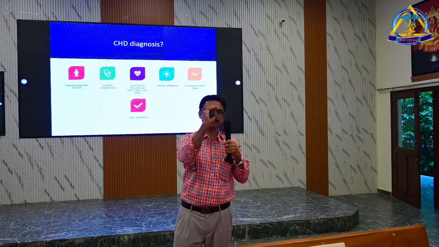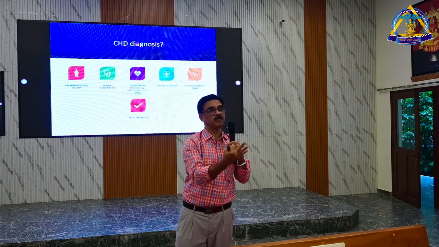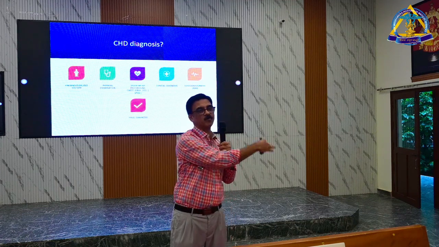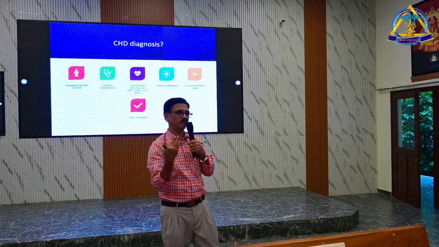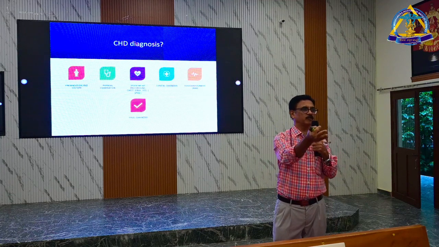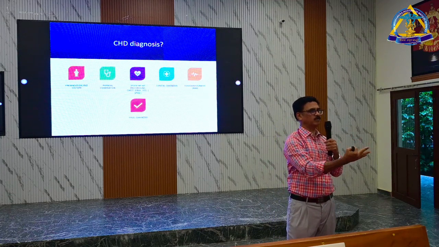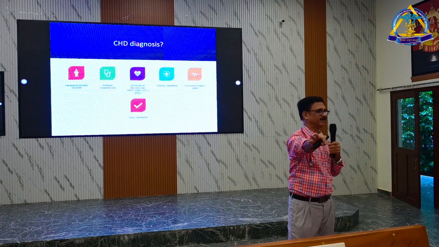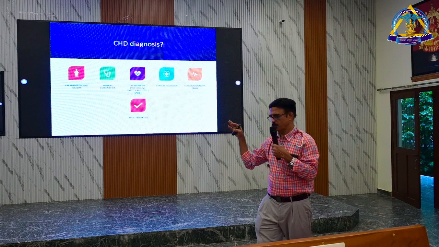So it's simple: you ask about the symptoms, you feel the pulse, and look for which chamber is enlarged. If it is the right ventricle, more likely it is PS or ASD. If it is the left ventricle, more likely a VSD or a PDA. And then if you feel the pulse, in VSD and PDA, if the pulse is high volume and collapsing, your diagnosis is PDA. Otherwise, it is only VSD.